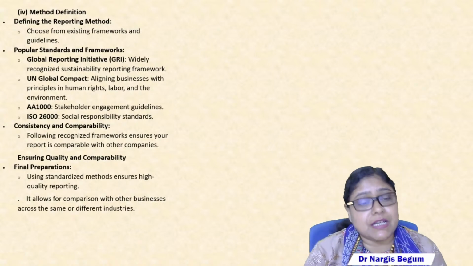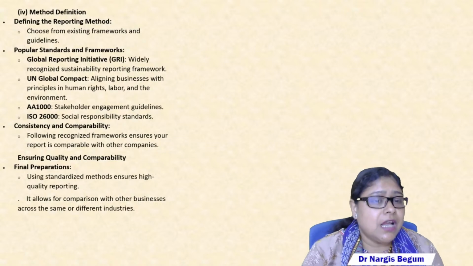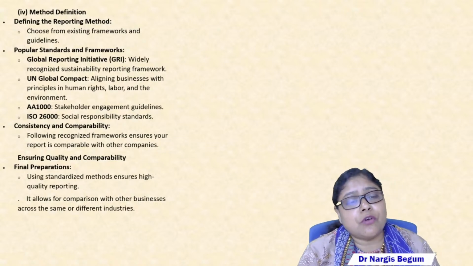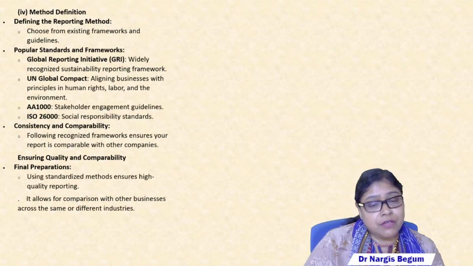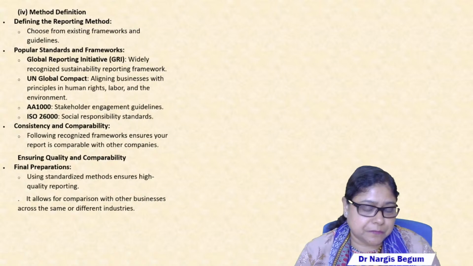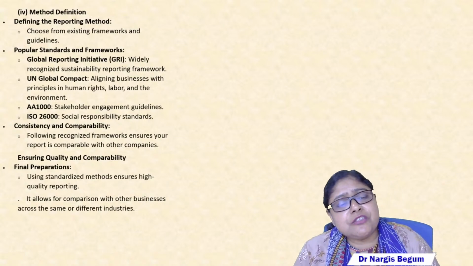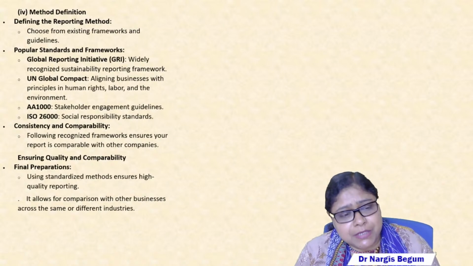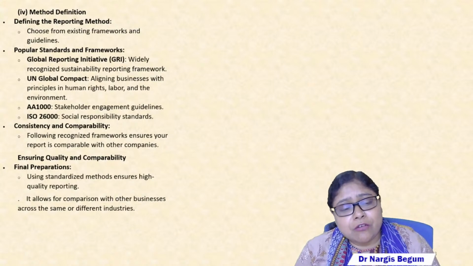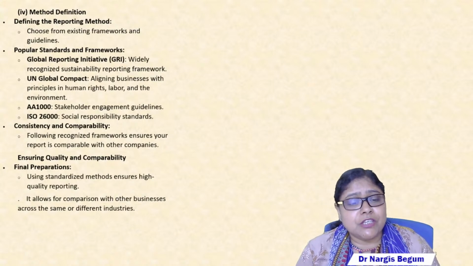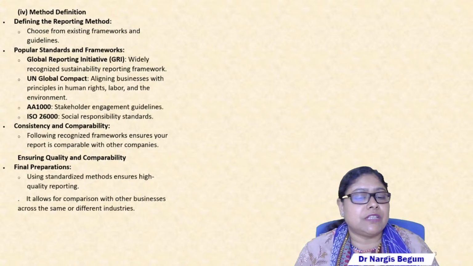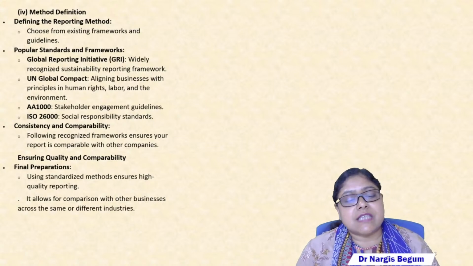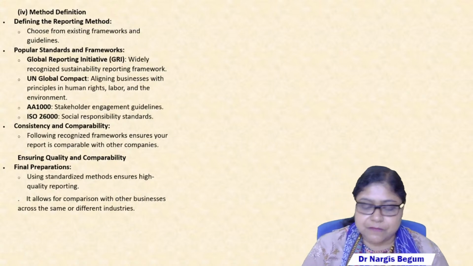Next, there should be consistency and comparability, that is, we need to follow a recognized framework to ensure our report is comparable with other companies. Next, we need to ensure quality. When we are going for the final preparations, we use a standardized method to ensure high quality reporting. It allows for comparison with our businesses across the same or different industries.